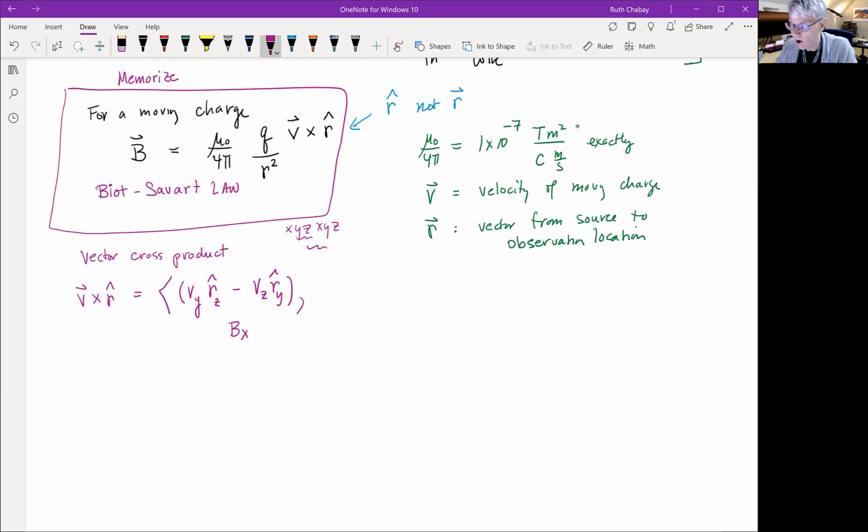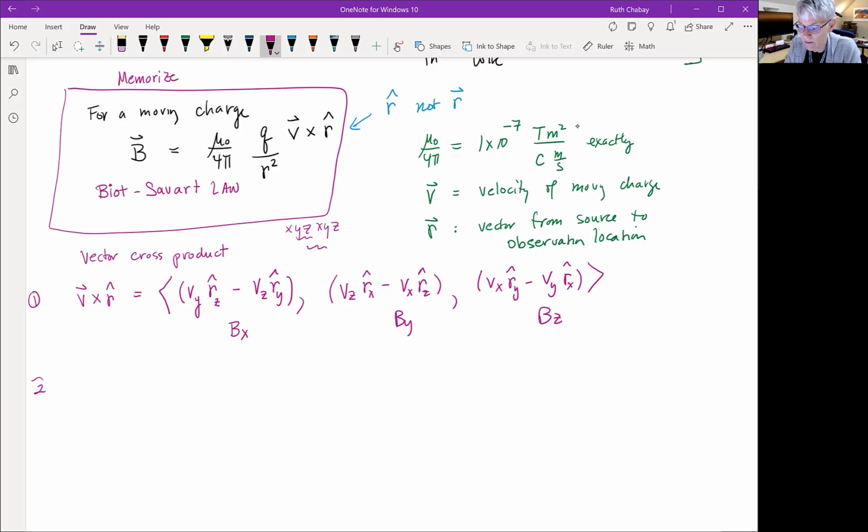The Y component is VZ times R hat X minus Vx R hat Z, and the Z component is V sub X, the Y component of R hat, minus v sub y, the x component of r hat. So that's one way to work it out, and sometimes that's what we'll need to do.